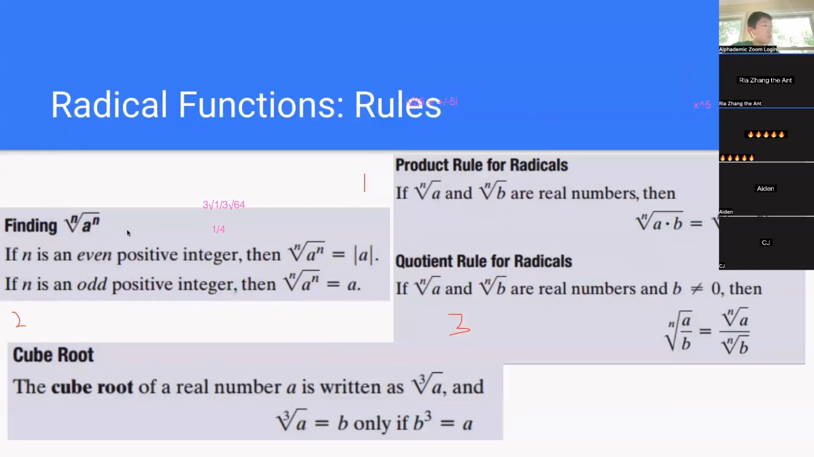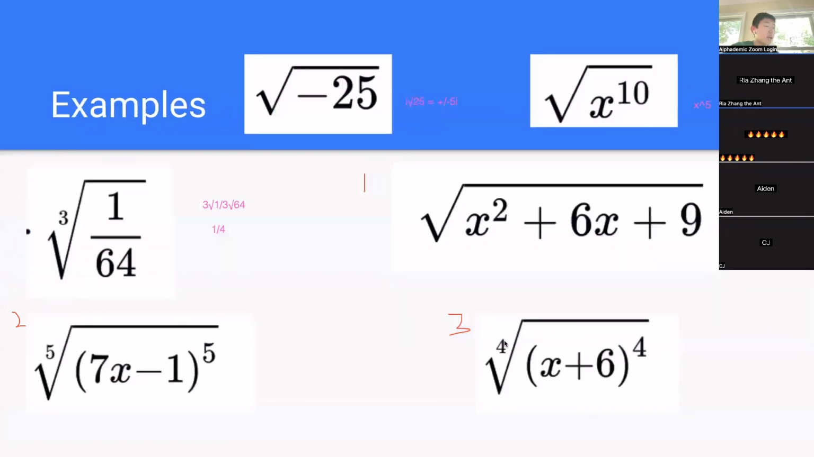If you use this property, if n is an even positive integer, then the nth root of a to the nth is just the absolute value of a. And then if n is an odd positive integer, then the nth root of a to the nth is just a. So that should help you guys get through number 2 and 3 pretty quickly. So we'll just take 2 to 3 minutes and work through problems 1, 2, and 3.